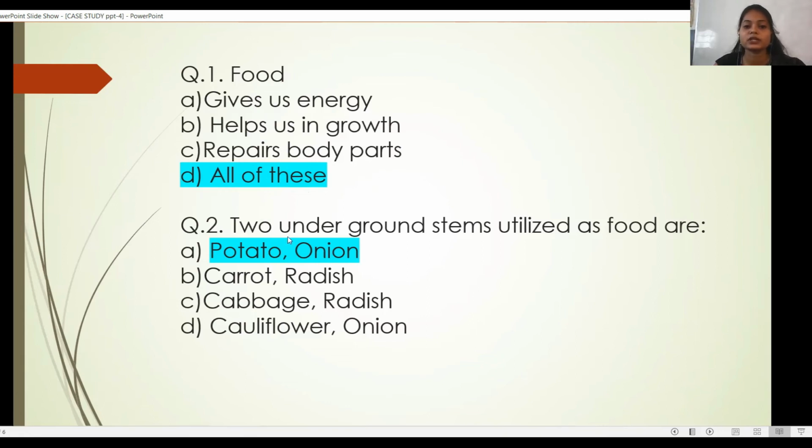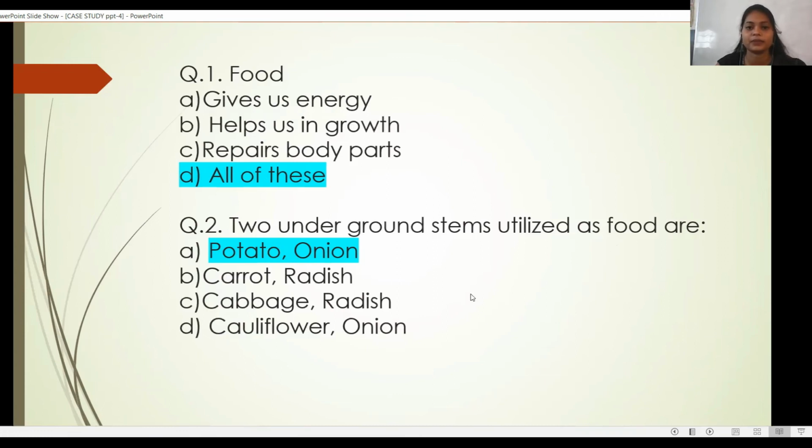Then the second question is: two underground stems utilized as food are. First is potato and onion. Then second is carrot and radish. Third is cabbage and radish. Fourth is cauliflower and onion. So here the correct option is potato and onion. These are the underground stems.